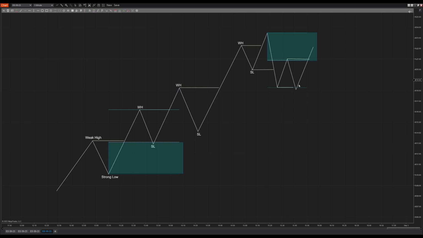Because this is all algo driven. If algorithms are looking to take this up, they need to grab some stops here to grab the fuel to do that. So that's why it's very common to see sweeps of pivots, because it's a place for the algo to grab a drink of liquidity. So we'll look at that as we go into real world examples.